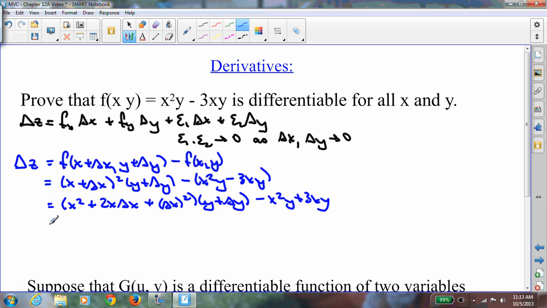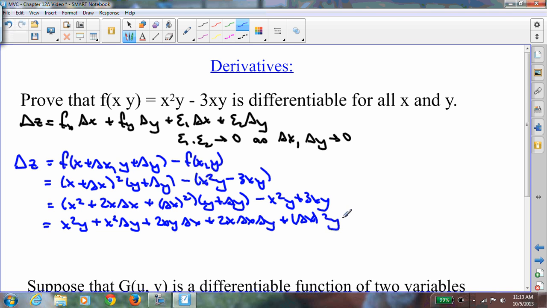And one more distribution. So I get x squared y plus x squared delta y plus 2xy delta x plus 2x delta x delta y plus delta x squared y plus delta x squared delta y minus x squared y plus 3xy.